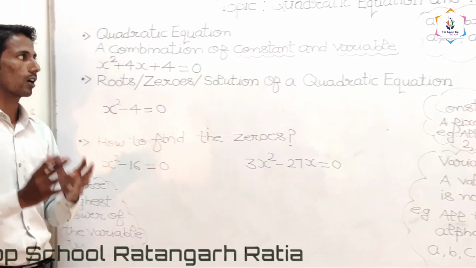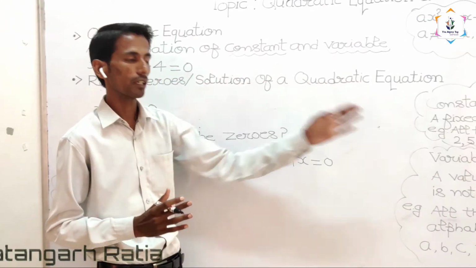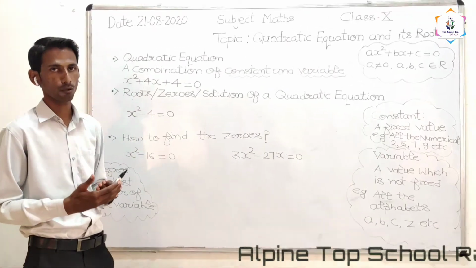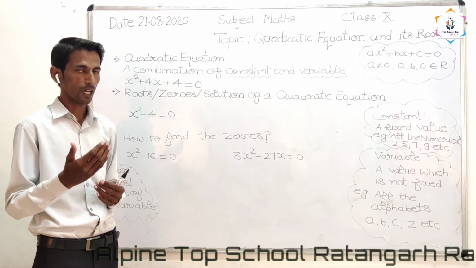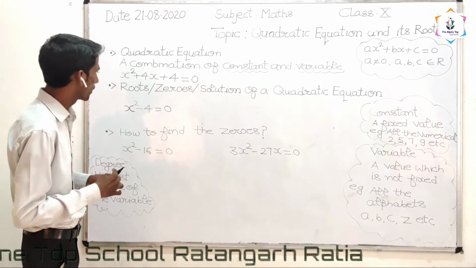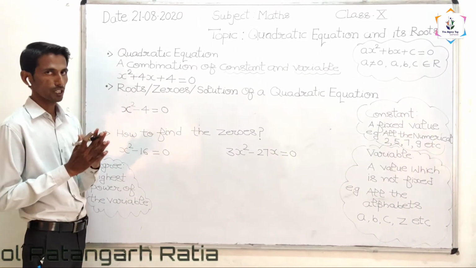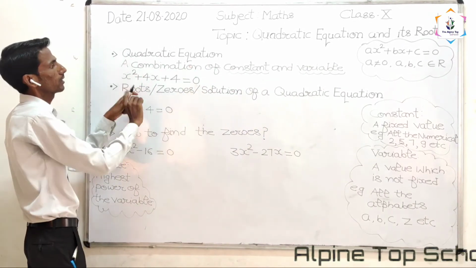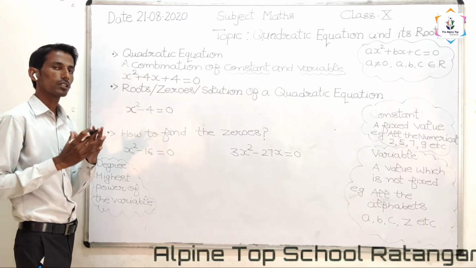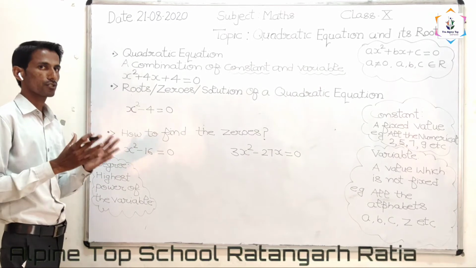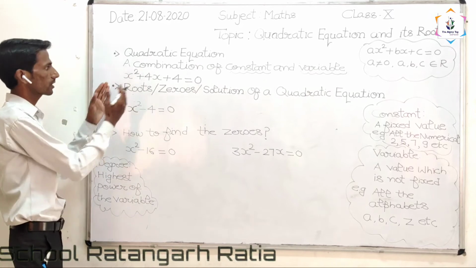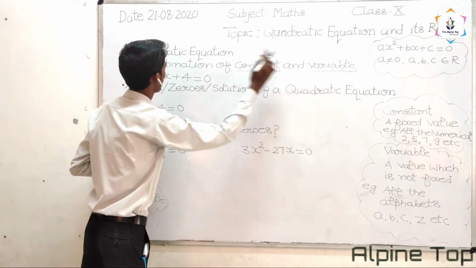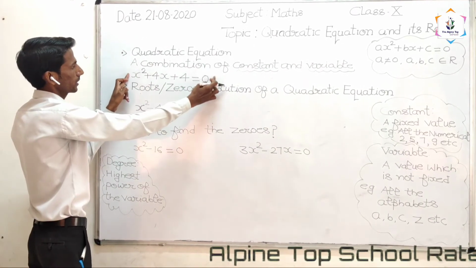Now, next question: how do constant and variable combine with each other? Students, we have four fundamental operations in mathematics: plus, minus, multiplication, and division. When constant and variable are combined with the help of these fundamental operations, we get an algebraic expression, which we have studied in the earlier class. But here we are studying the meaning of quadratic equation, a combination of constant and variable.